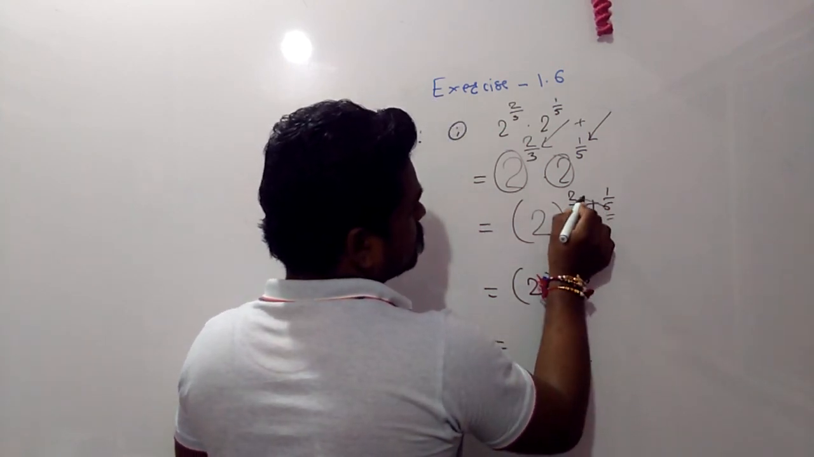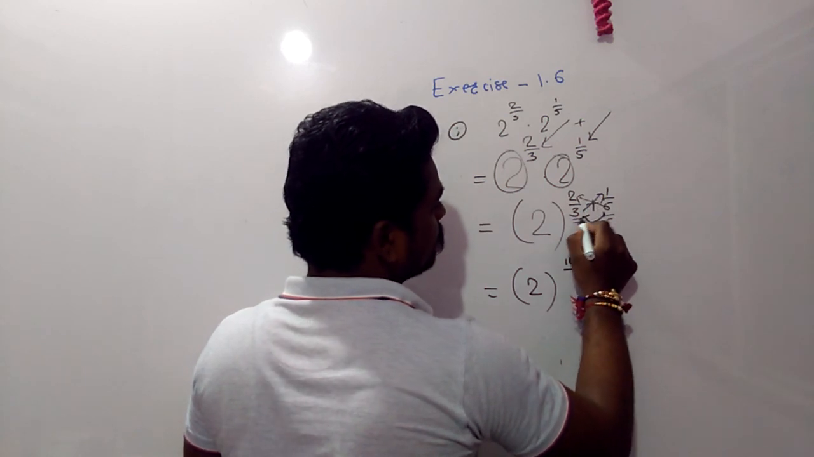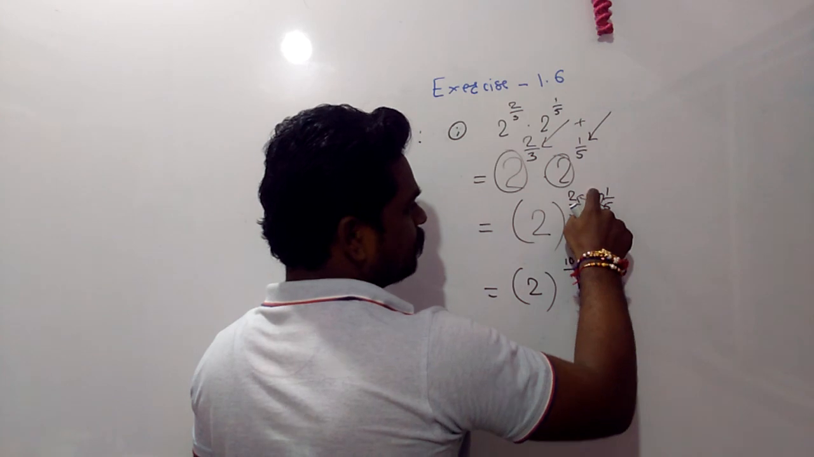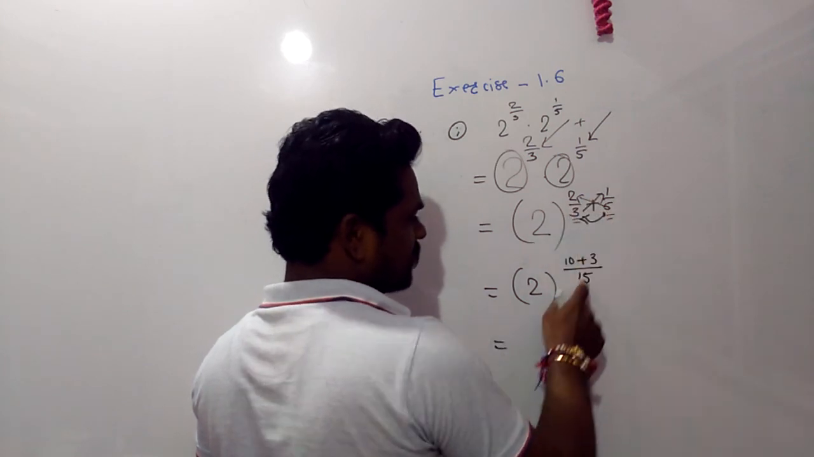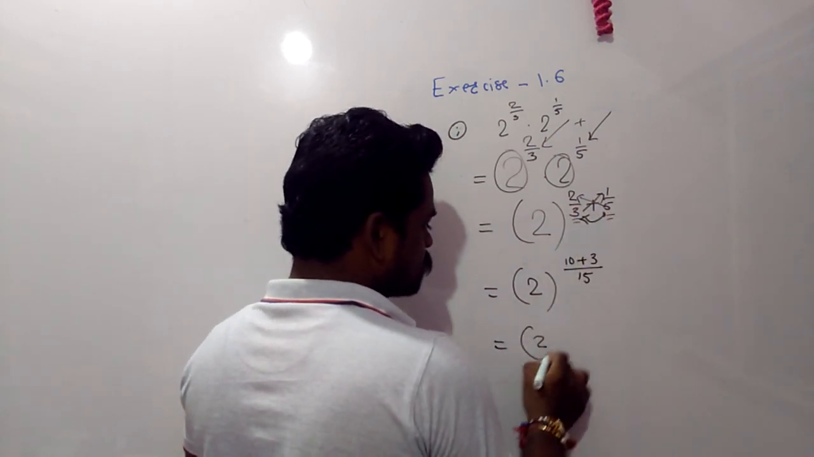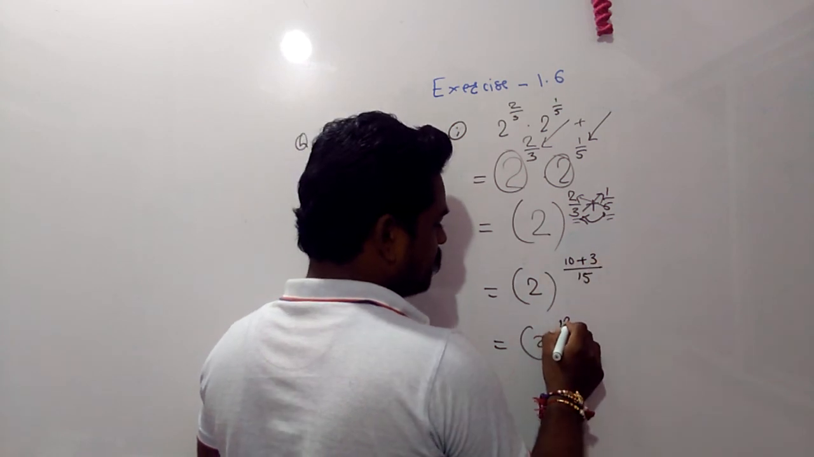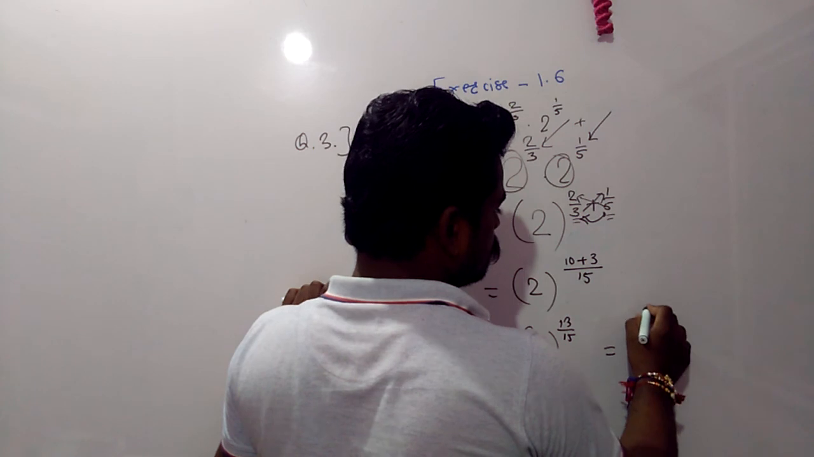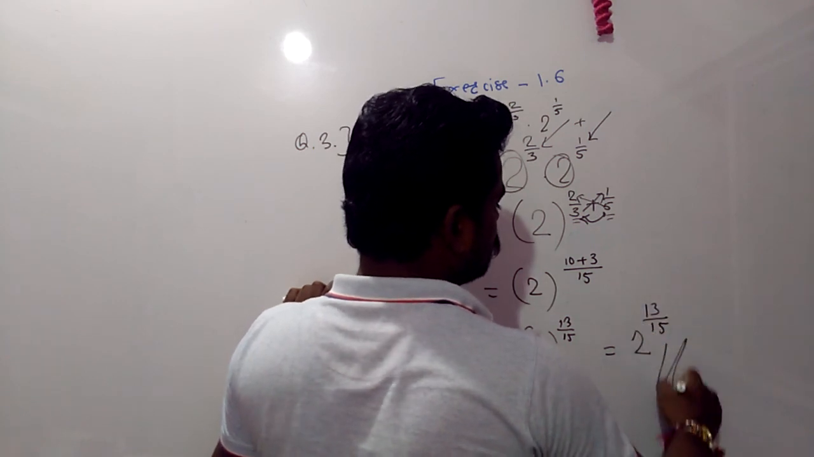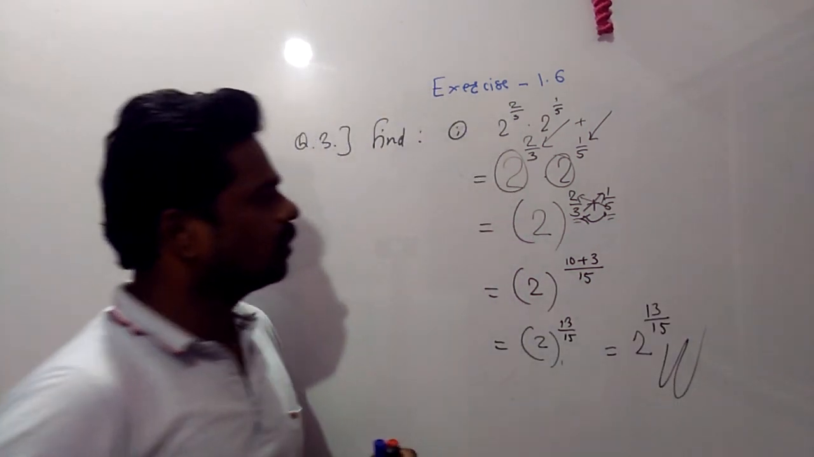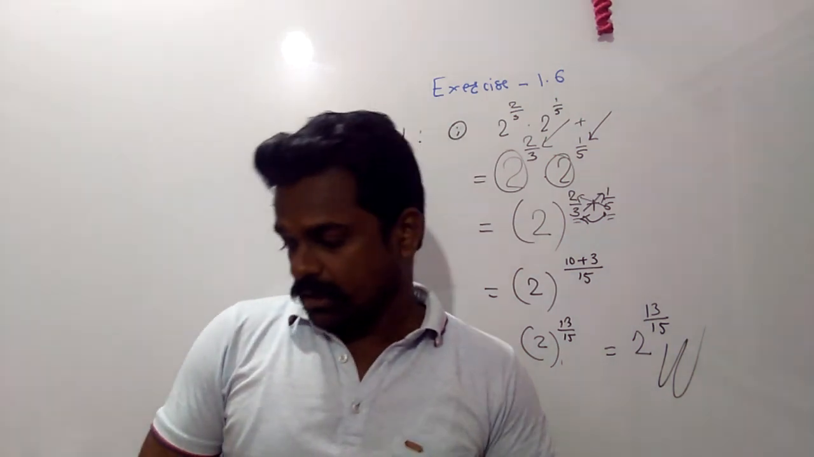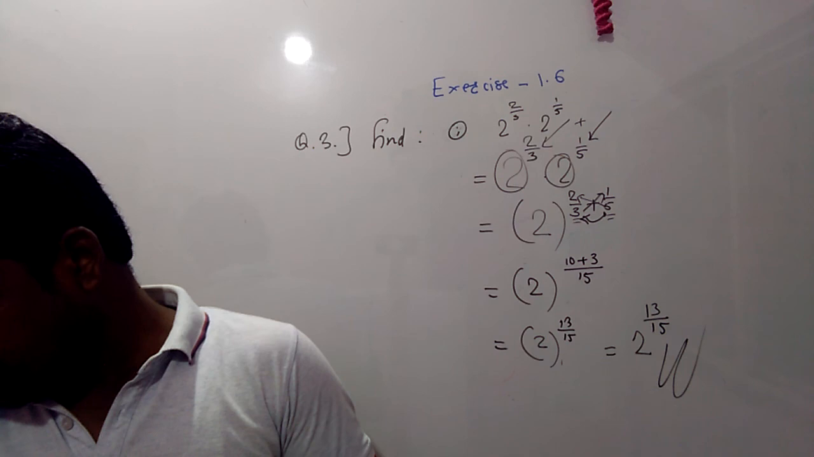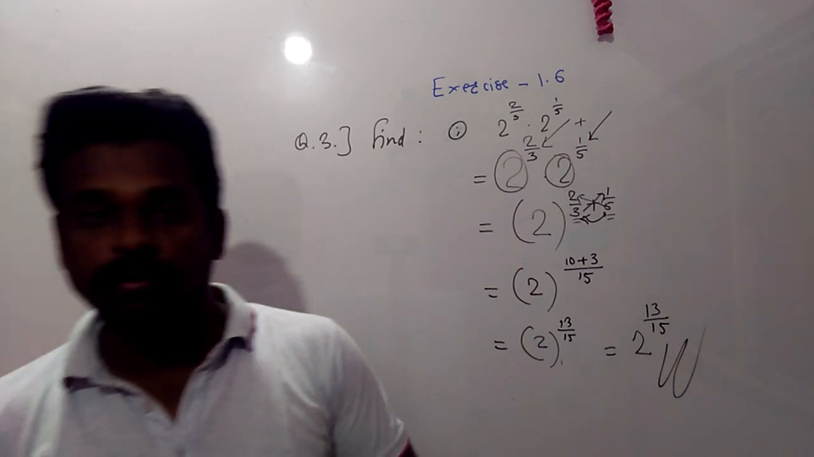Okay, so in this way, no problem. 5 2s are 10, 3 1s are 3, plus as it is plus, and 3 5s are 15 in the denominator. So 2 raised to 10 plus 3 is 13 upon 15. So your answer will be 2 raised to 13 upon 15. Finish. That will be your answer. Okay, fine, no problem. Now a few more examples are there. You can do them on your own. So that will be your homework.